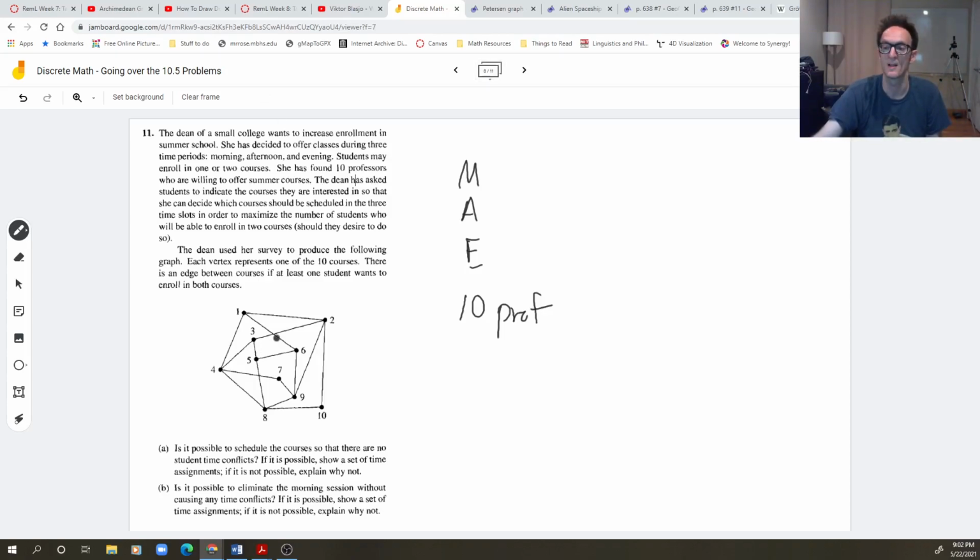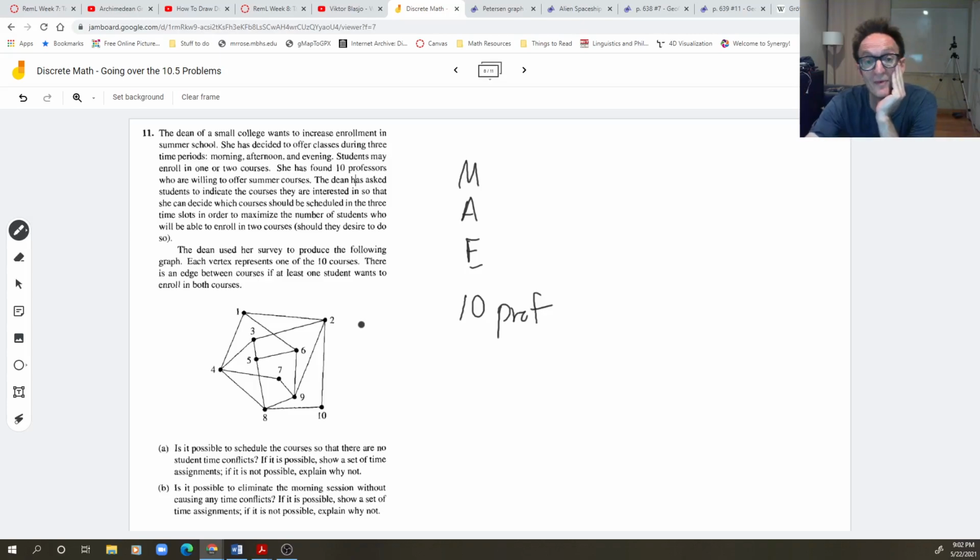It means that ideally these two classes would not be scheduled in the same time slot, because scheduling them in the same time slot means that someone can't take both of them and someone wants to. Okay, so where is this going?